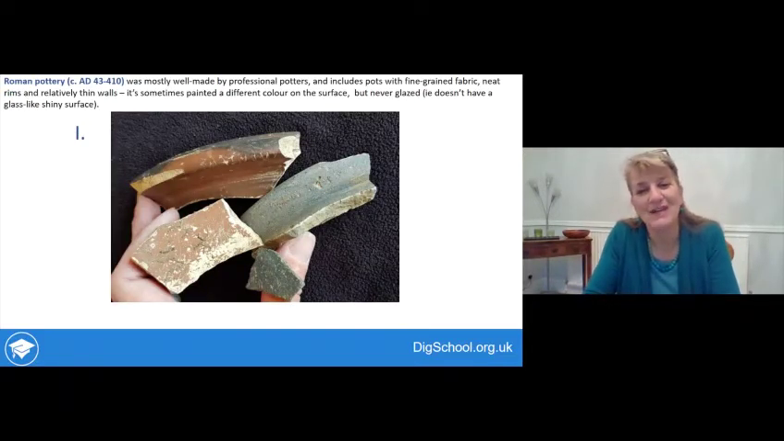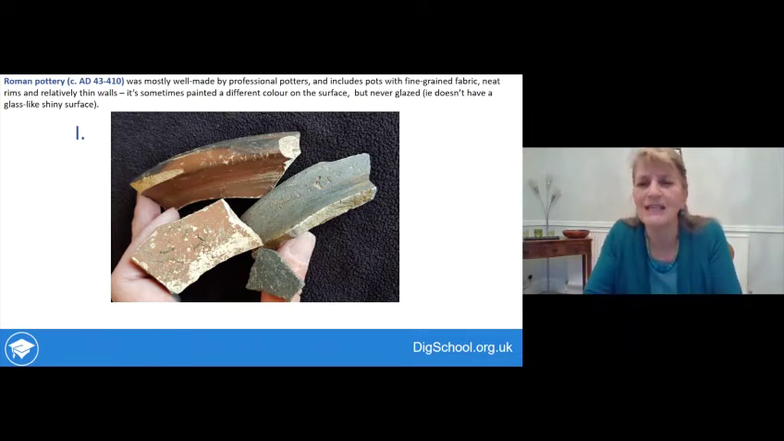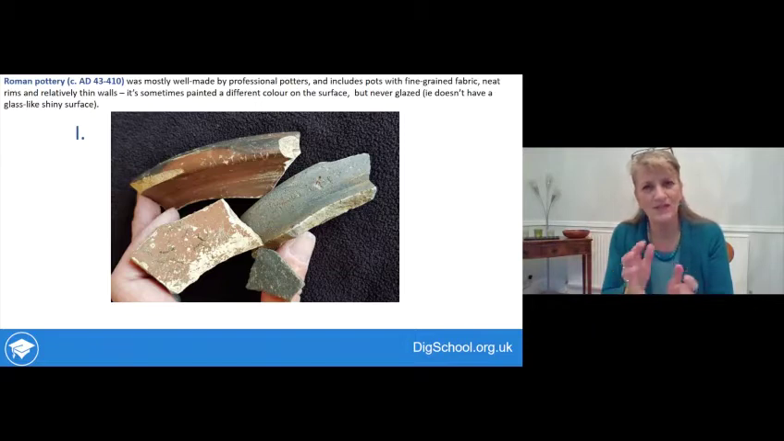Roman pottery, the next one, so that's I there. Roman pottery is mostly well made by professional potters. It's sort of bought at a marketplace. It includes pots with quite fine-grained fabric, often either red or white. It has neat rims and relatively thin walls. It looks more modern than one might think, in fact.